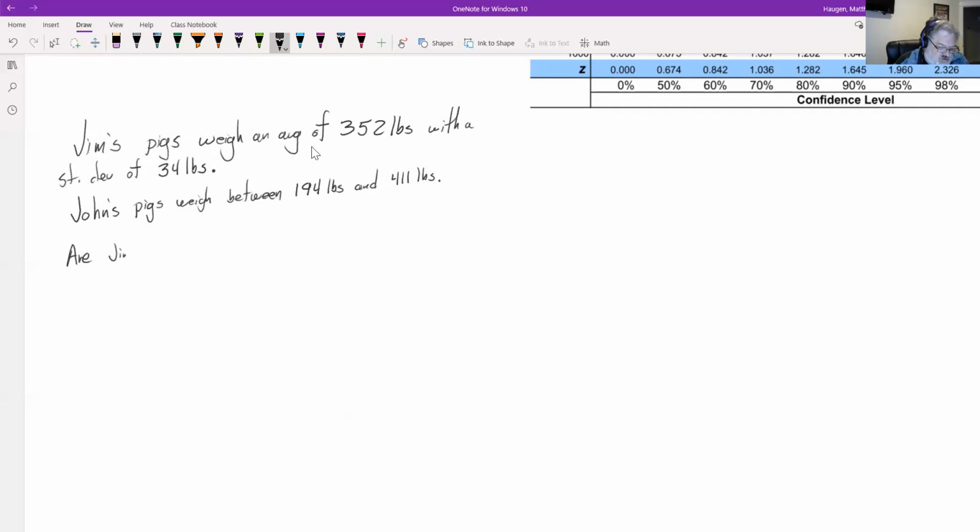Are Jim's bigger than John's? Now, we need some information here. How many are Jim's, I'm going to say Jim's type of pigs bigger than John's type? So we're not looking really just at their pigs, at their type of pigs. So how many pigs does Jim have?